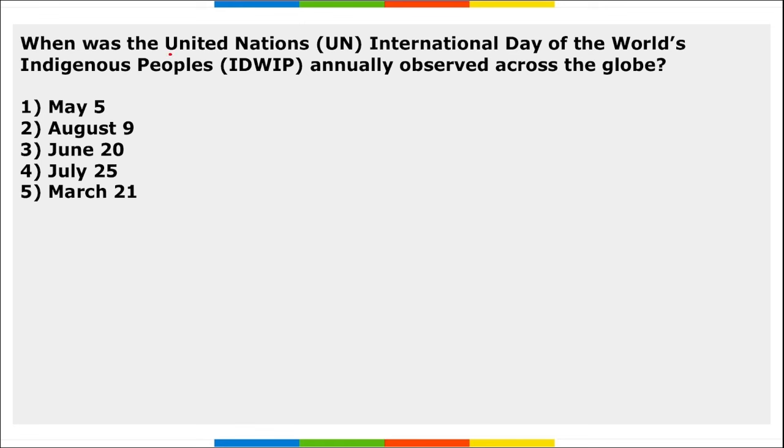Next, when was United Nations International Day of the World's Indigenous People annually observed across the globe? It is 9th of August we observe this day, and it is to promote and protect the rights, cultures, identities of the world's indigenous population.